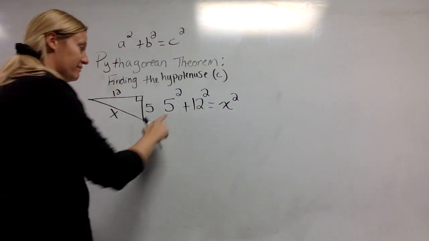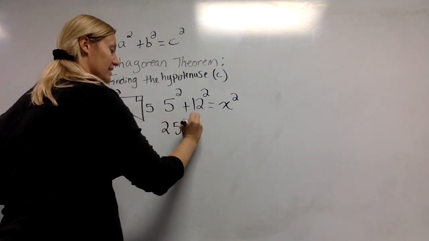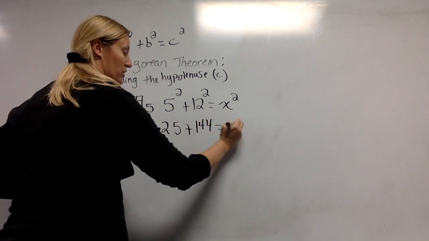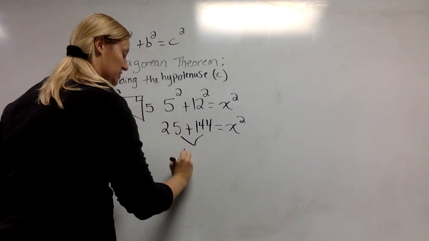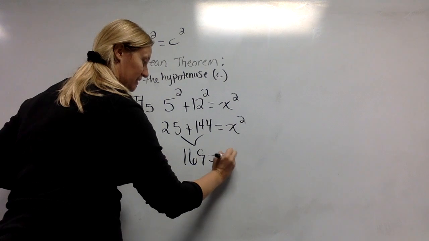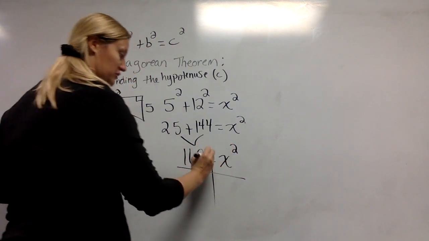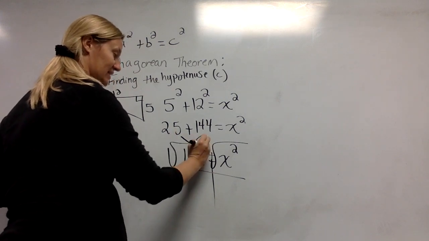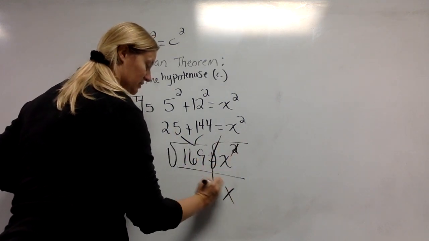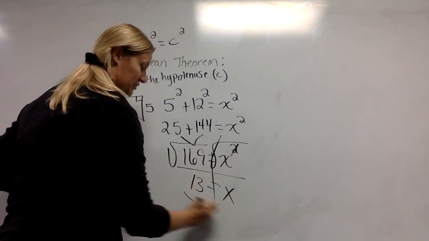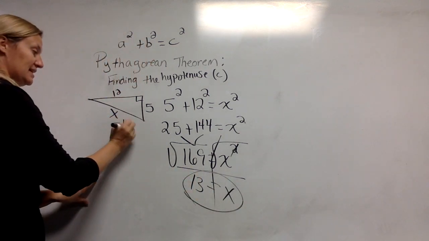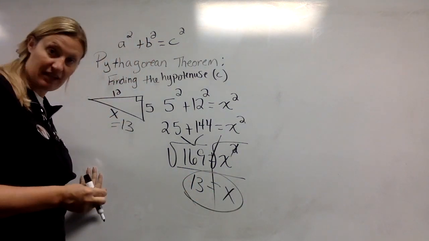Again, I want to simplify first. This is 25. That's 144. Add those together and we get 169 equals X squared. Time to solve. The inverse of squaring is square rooting. Balance the scale. That cancels. The square root of 169 is 13, so my missing side length is 13.